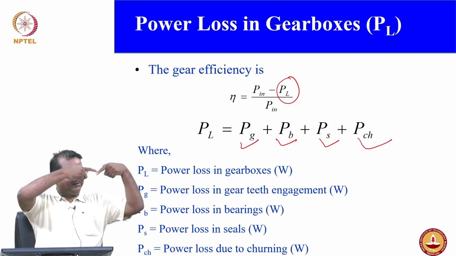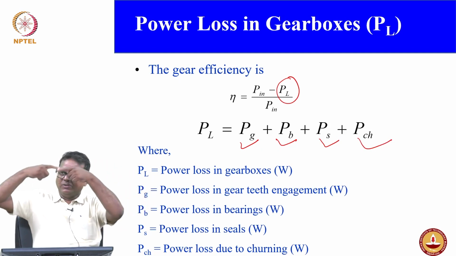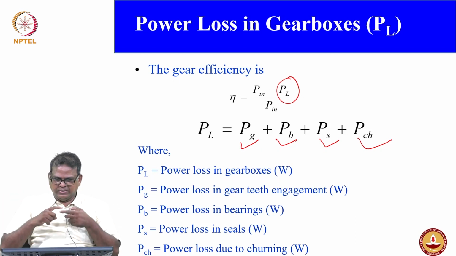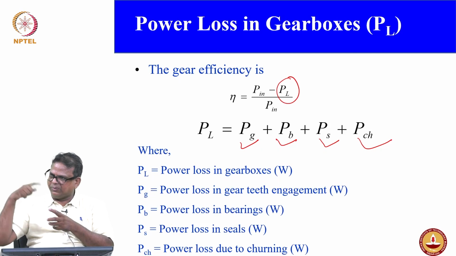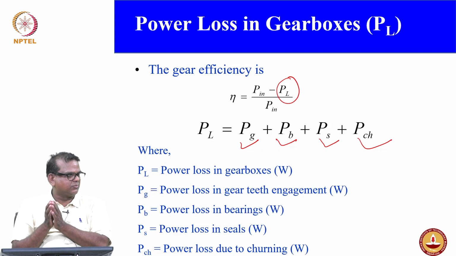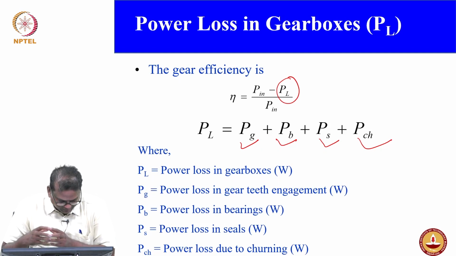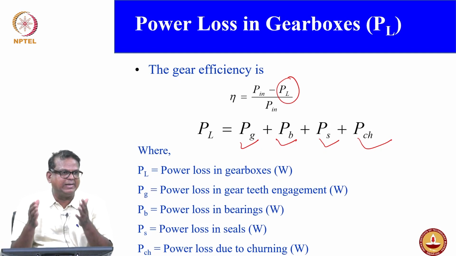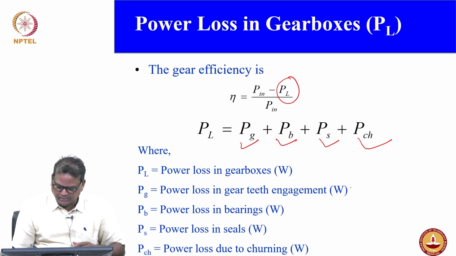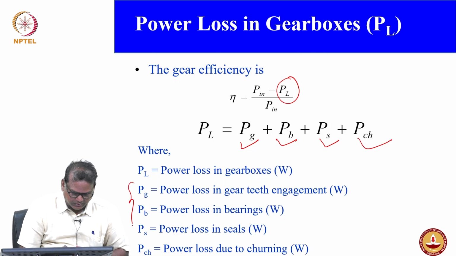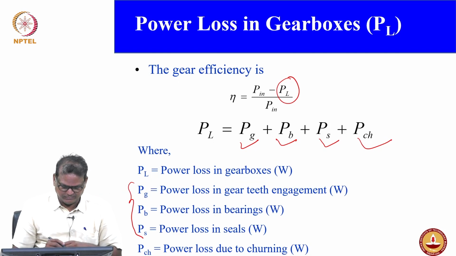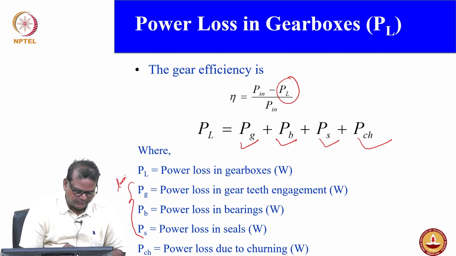When two teeth contact each other, this happens through friction, right. So that will create a loss, that is power loss in gear teeth engagement. Second, when you have bearings, they rotate against friction, so the bearings also constitute friction losses. Then the seals, which prevent any leakage in the gearbox, also constitute a power loss. These three, gear, bearing and seals, are related to the load factor.